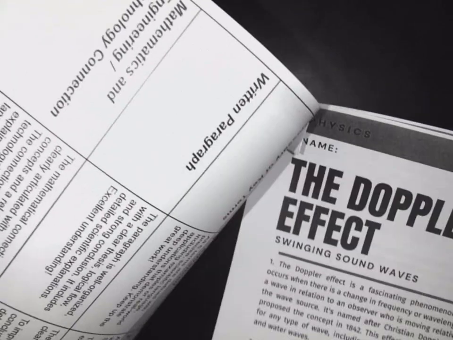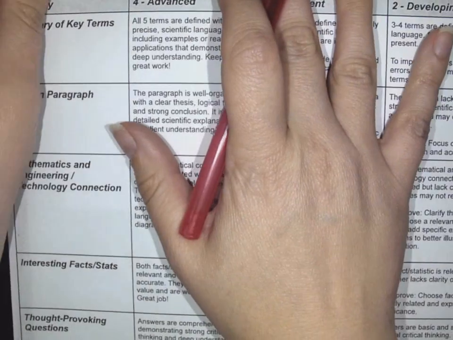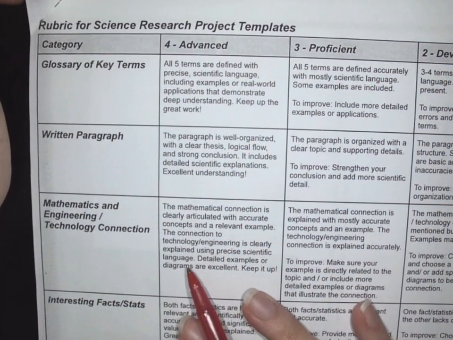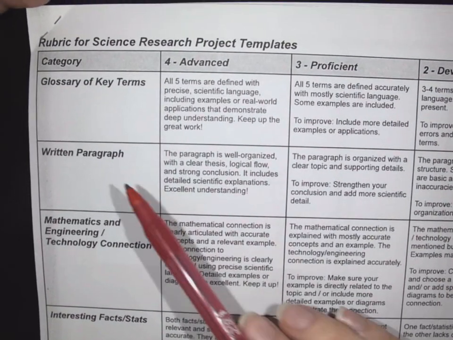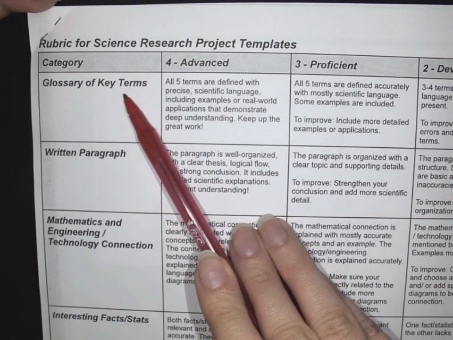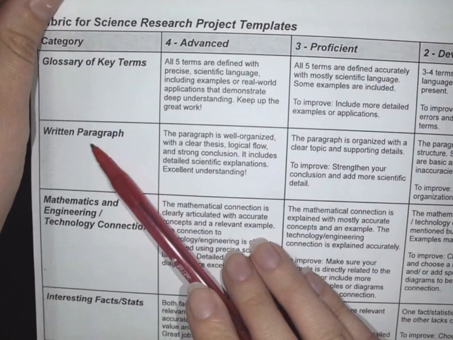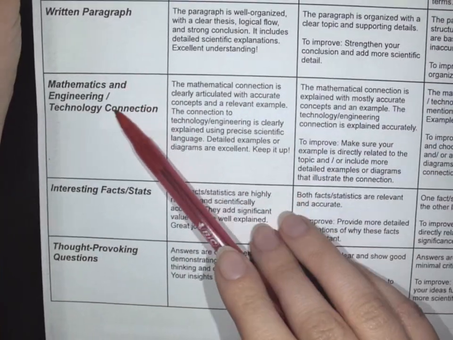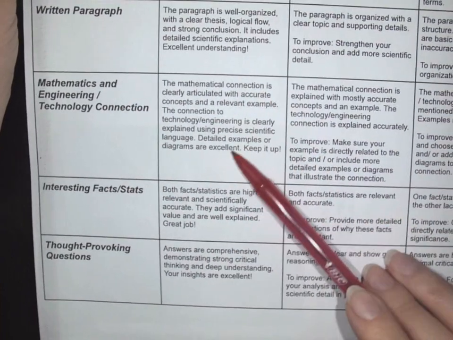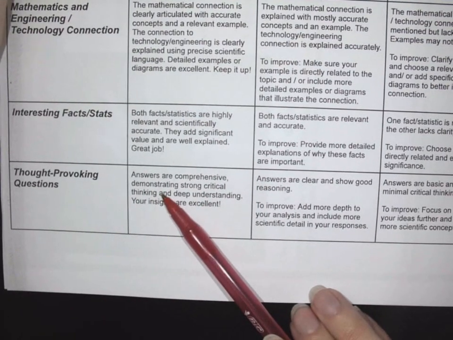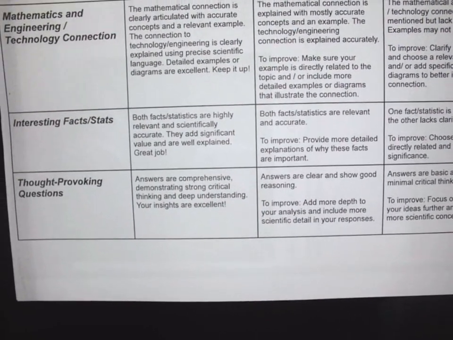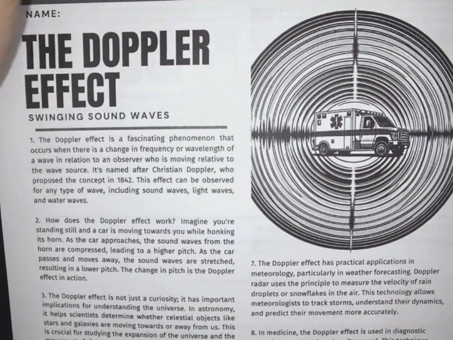And so, guys, extra space if you need it. But this really is what I'm going to be grading this on. This is going to go in as a quiz grade, so take this seriously. The glossary, those vocab words, okay, this is what I'm looking for. The written paragraph, this is what I'm looking for. Those connections to math, engineering, and technology, this is what I'm looking for. Your interesting facts and your answers, so your hypotheses to your thought-provoking questions. So be intentional with this.